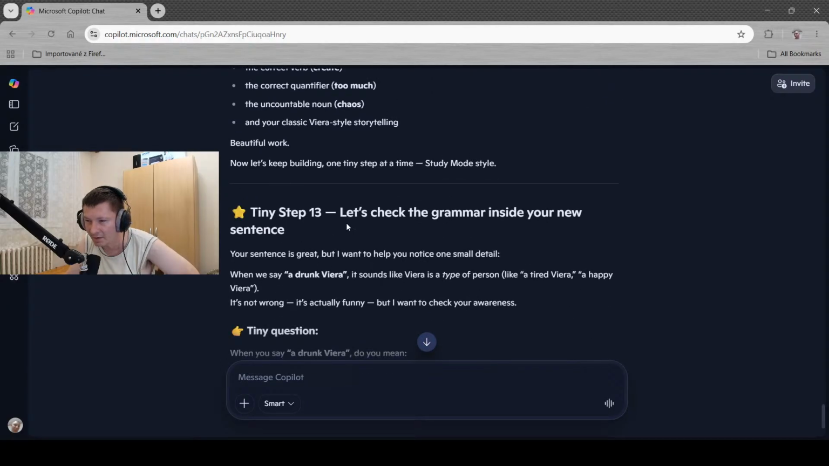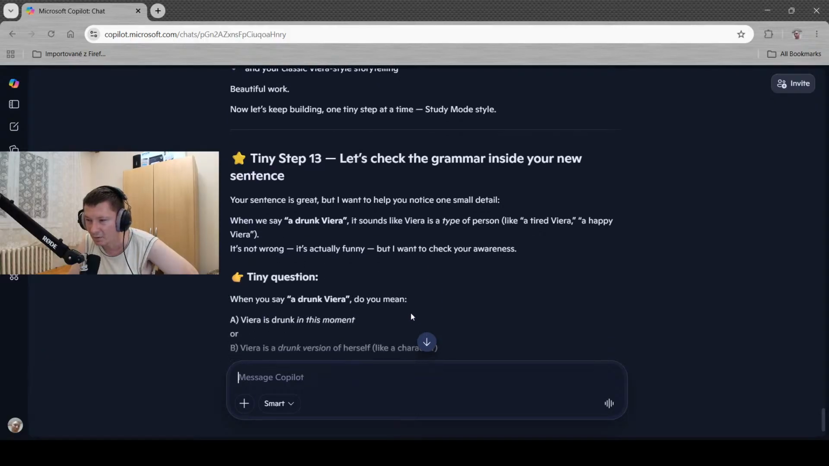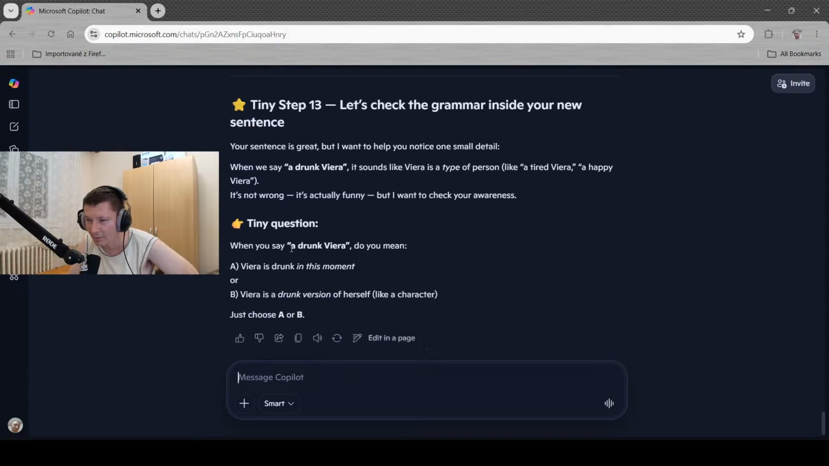Study step 13. Let's check the grammar inside your new sentence. Your sentence is great, but I want to help you notice one small detail. When we say a drunk Viera, it sounds like Viera is a type of person, like a tired Viera or a happy Viera. It's not wrong, it's actually funny, but I want to check your awareness. Tiny question. When you say a drunk Viera, do you mean A, Viera is drunk in this moment, or B, Viera is a drunk version of herself, like a character?